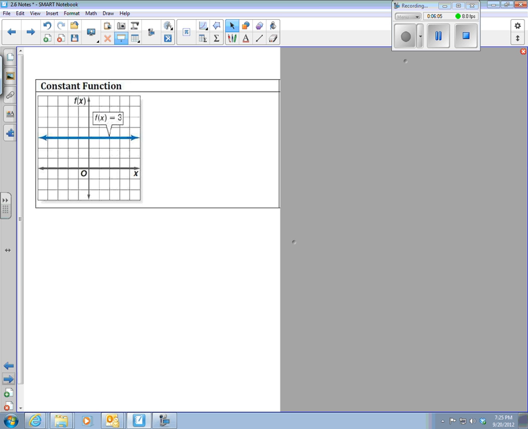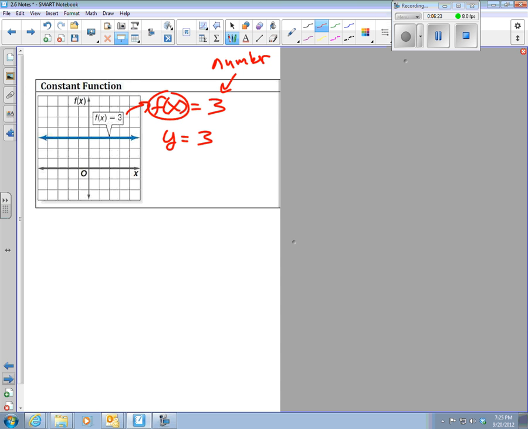Constant function, pretty easy one. They have f of x right here equals 3. Now a constant function just means this. You just have a number over here. No variable. Now remember, you can replace f of x with y. So this is no different than y equals 3. There's no variable x. And what that means is x could be anything.